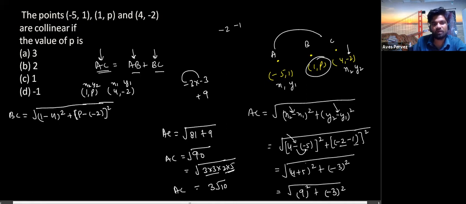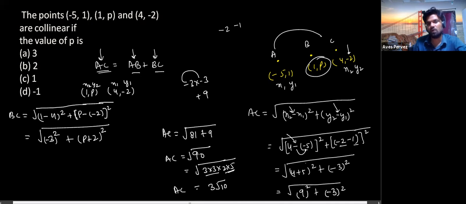Now here 1 minus 4, you will get minus 3, minus of 3 whole square. Then P minus minus 2, we will get plus, p plus 2 whole square. So this is the square of BC. You do not need to expand this one, leave it here. You can write 9 plus p plus 2 whole square in under root. This is the value of BC.